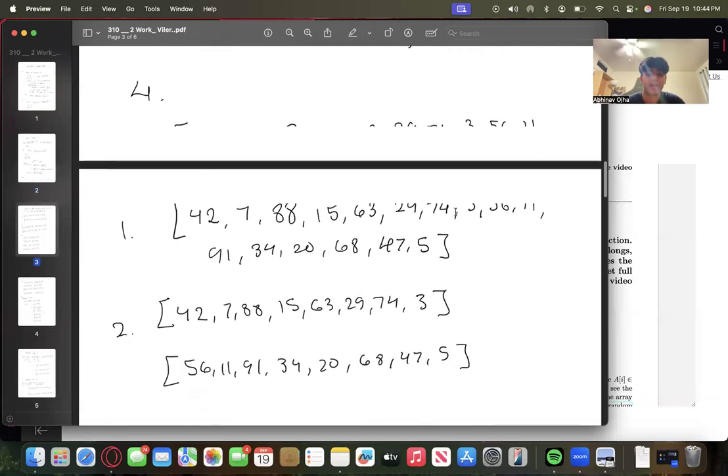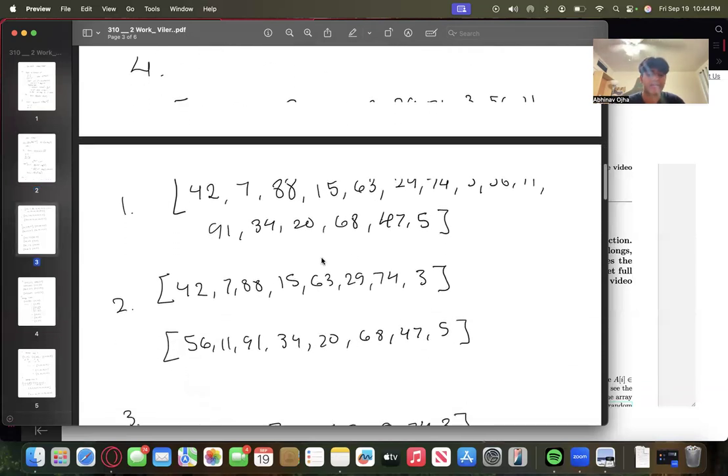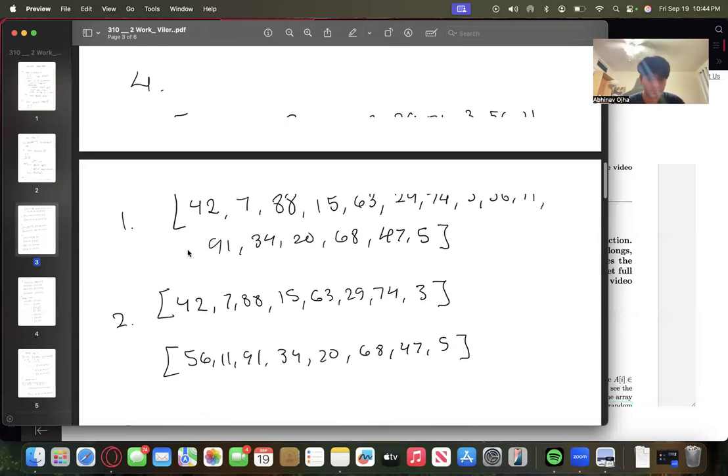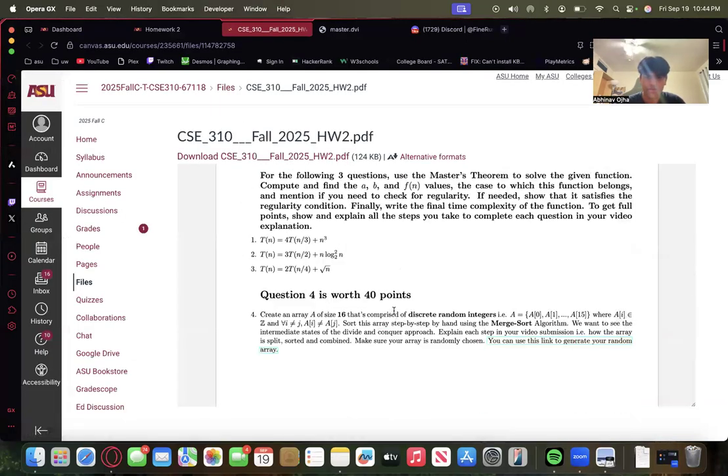And for 4, this is my randomly generated array. So this problem gives us discrete random integers and then sorts this array step by step by using the merge sort algorithm.